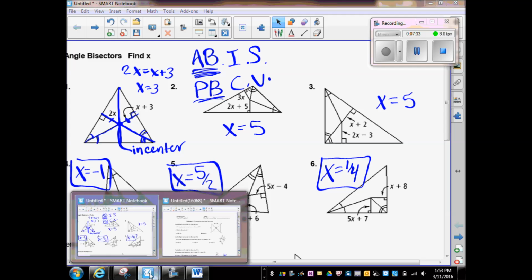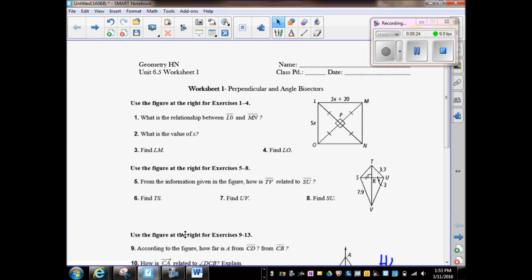Okay, so take a look at our homework. Sarah, you're up first. Number 1, what's the answer? They are congruent. Good. Number 2, Michelle. X equals 10. Number 3, Peter. Good, 50. Number 4, Sarah. It was on the extra credit. Rob, what is the answer to number 4? Good. LO equals 50. Number 5.